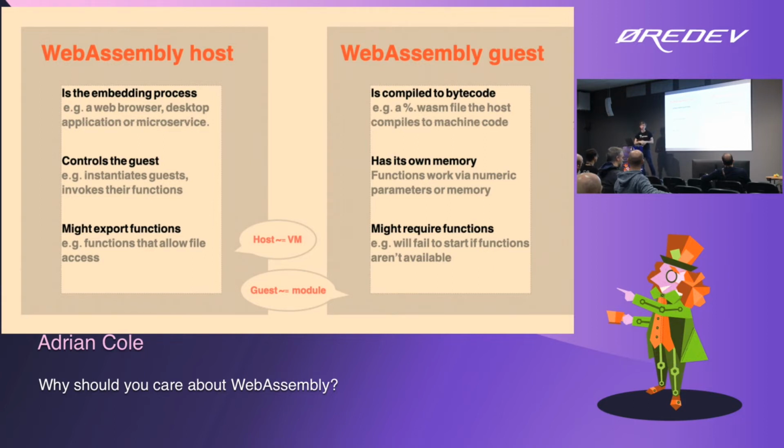And WebAssembly guests may require functions from the host. So one of the long-touted things about WebAssembly is it's super secure because it can't do anything, which is basically the best way to make something secure. But the functions that it may require, say if it wanted to log to the JavaScript console, it would have to import a function from the host to do that logging, because it can't actually log directly. You can only do things via host functions. So that's something I'll get into soon.